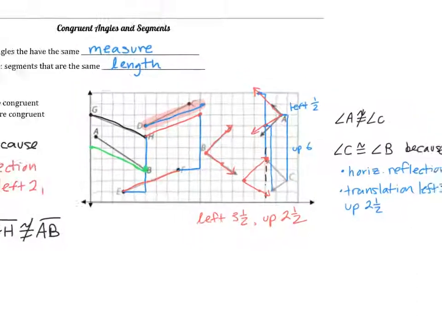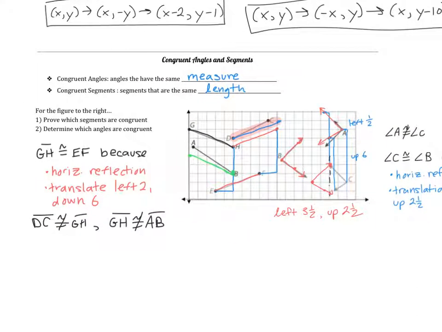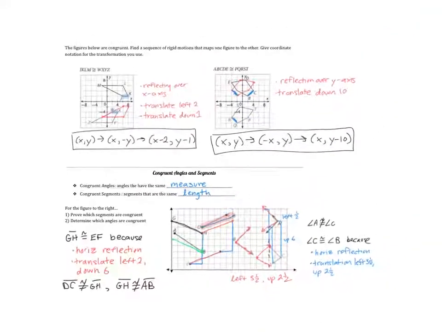So again, just a quick reminder, your goal for tonight is to show that objects or figures are congruent using rigid motion. All right, that is all for today's lesson.